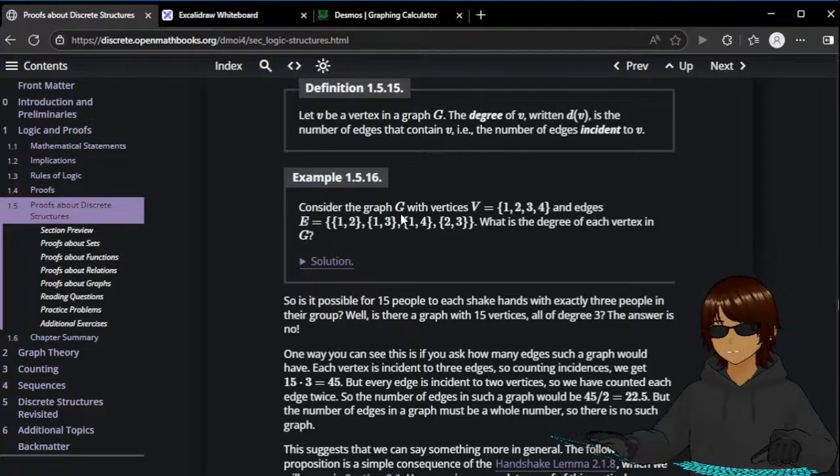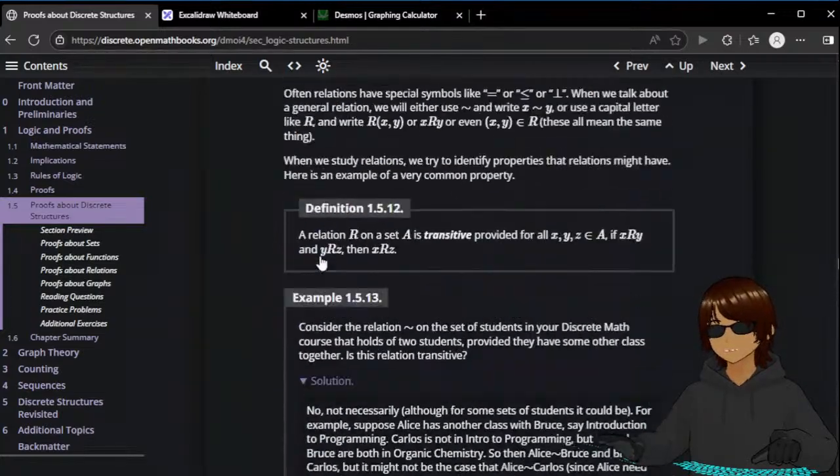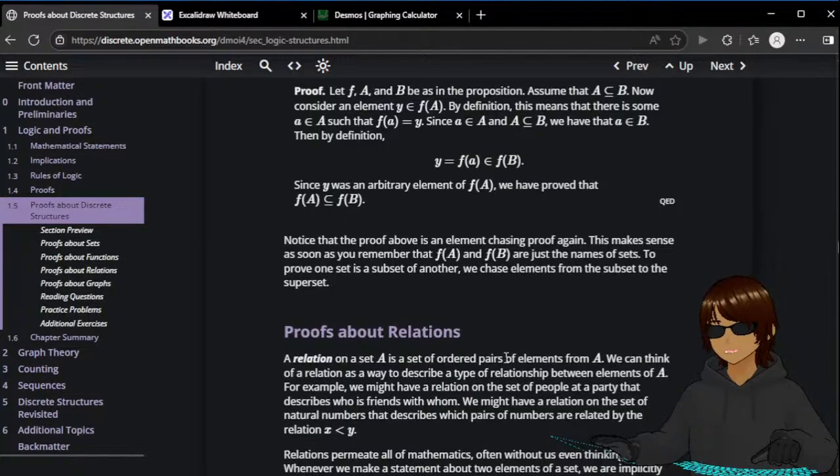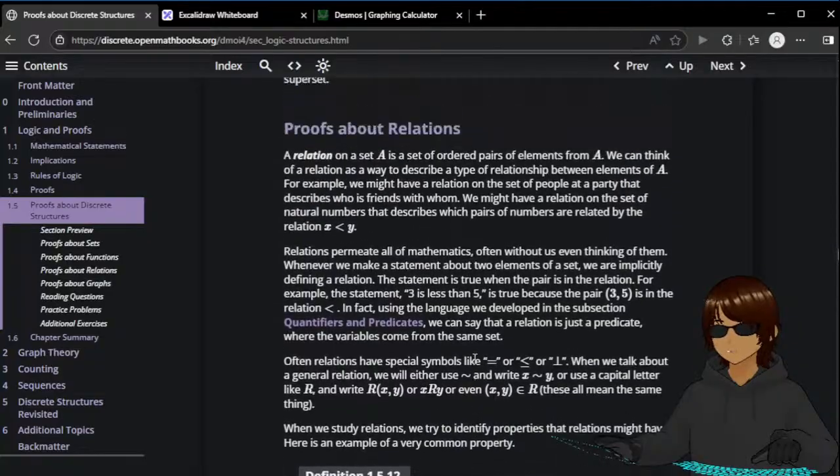Consider the graph G with the vertices V: 1, 2, 3, 4, and the edges E: 1,2; 1,3; 1,4; 2,3. Wait, edges don't have to contain ordered pairs, right? So it's not really a relation. Unless there's a special type of relation where the pairs aren't ordered. Maybe for a directed graph.